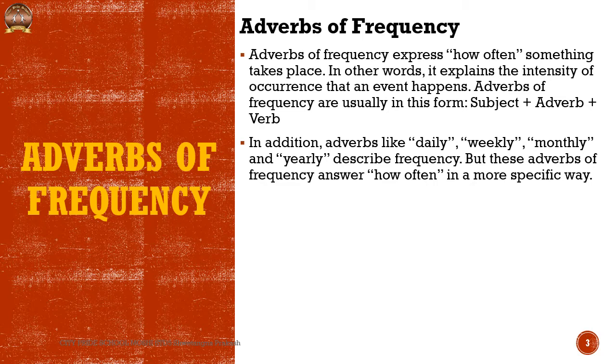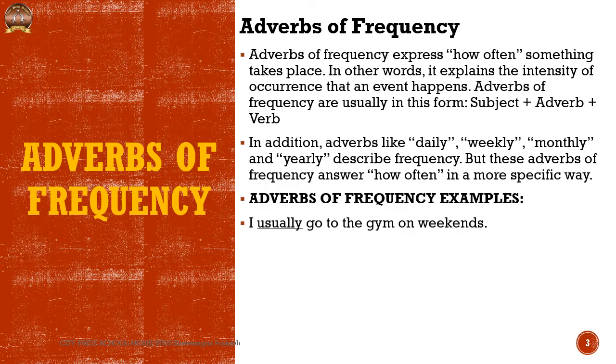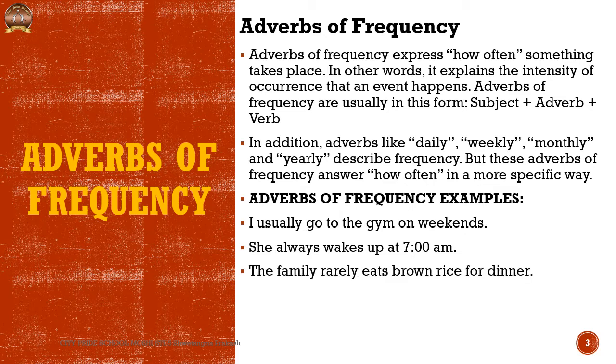Now, in addition, adverbs like daily, weekly, monthly and yearly also describe frequency, but they describe it in a more specific way. Like, see, I usually go to the gym on weekends. Now, the how often of going is described by usually. She always wakes up. Now, she wakes up, but what is the frequency? Always. The family rarely eats brown rice for dinner. What is the frequency? Rarely. What is the frequency of taking sick leaves? Never.